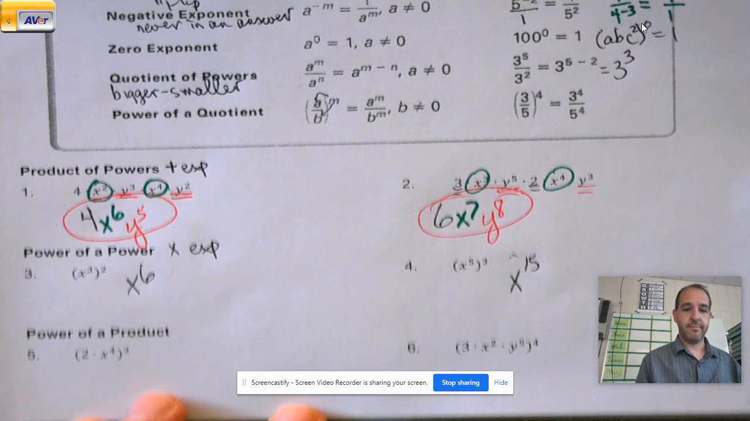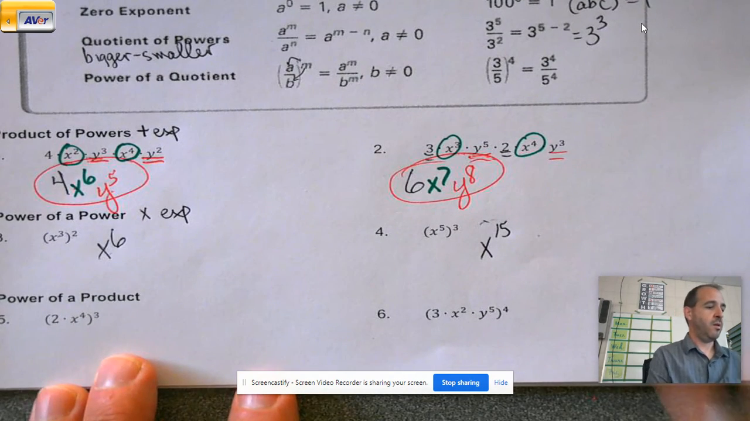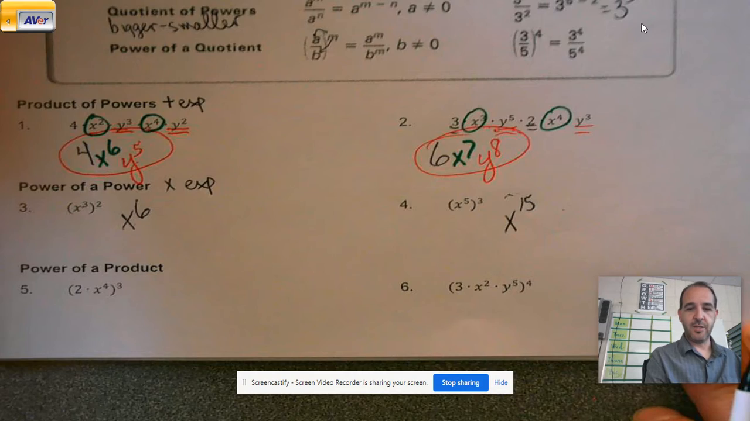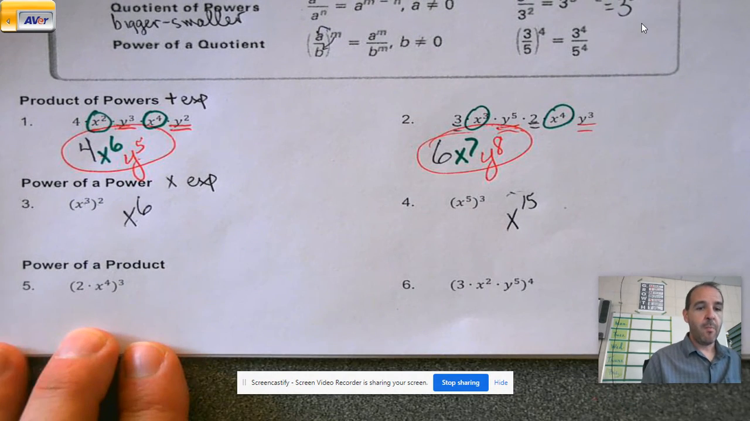Schreiner, please call extension 2314. Corey Schreiner, extension 2314.